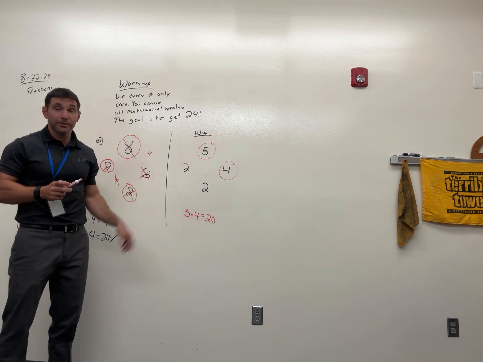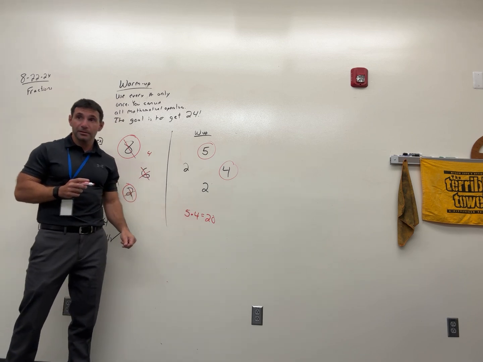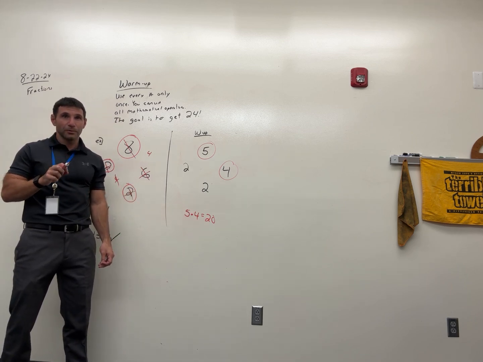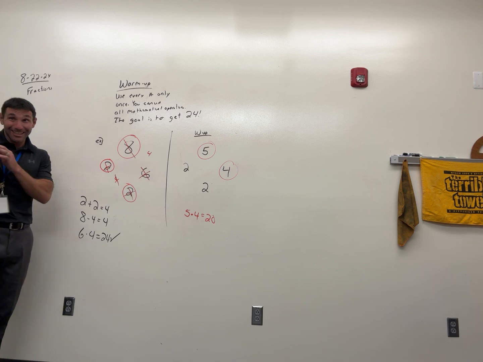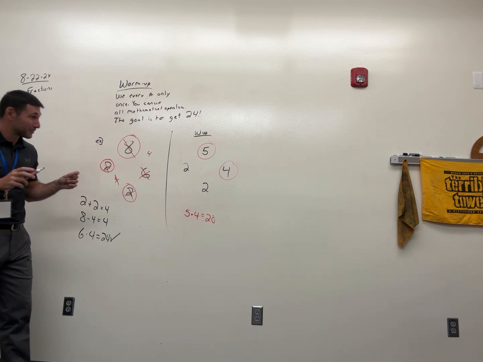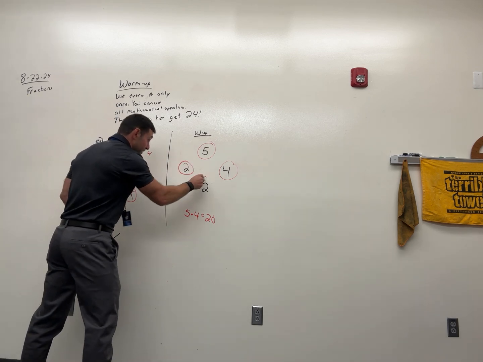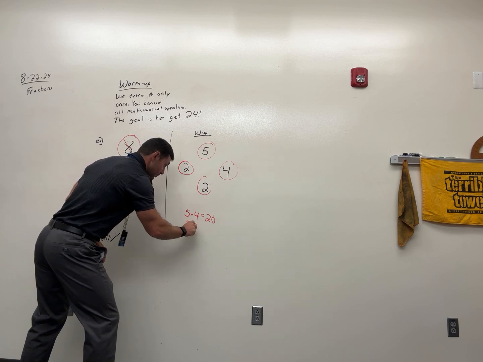So I've now used 5 and 4. I've gotten to 20. The goal is to get to 24. I saw a light bulb. Go ahead. You add 2 plus 2 and you get 24. Wait, 2 plus 2 is what? 4. 2 plus 2 is 4.